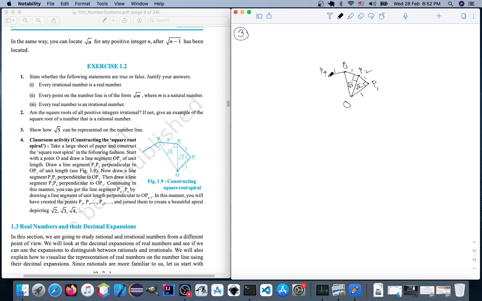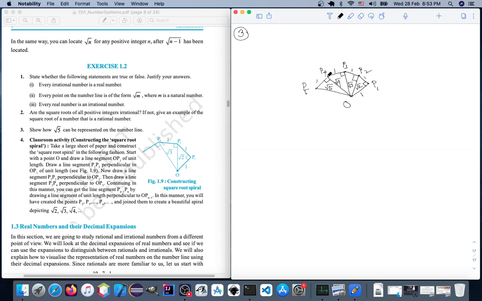Similarly, over here, if we join P4, O, in this right angle triangle, this is root 3, OP3 is root 3, P3P4 is 1. So this hypotenuse OP4 will be root 4. This way, again, if we draw a perpendicular to OP4 of unit length, let's say this is P5, this is 1, and this is perpendicular, so this OP5 will be root 5.